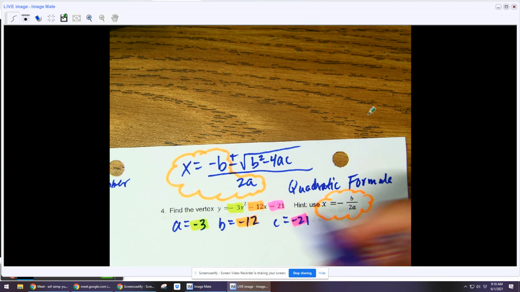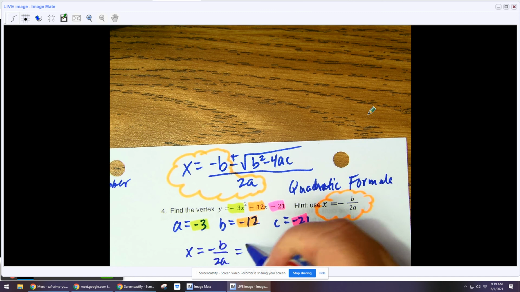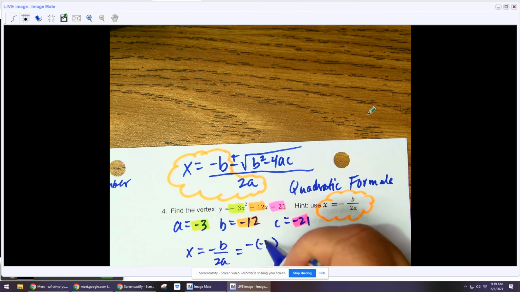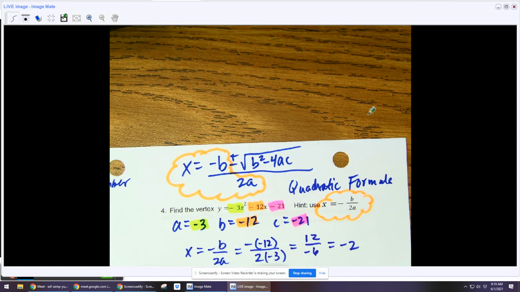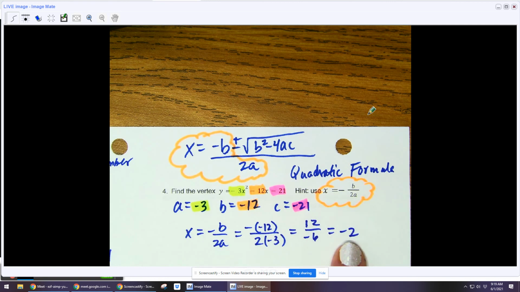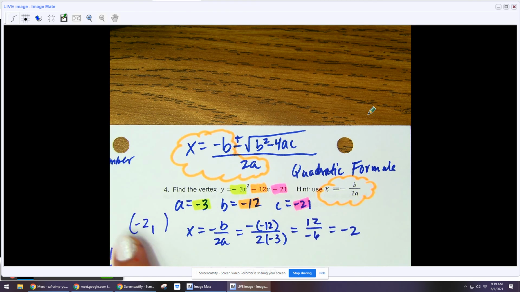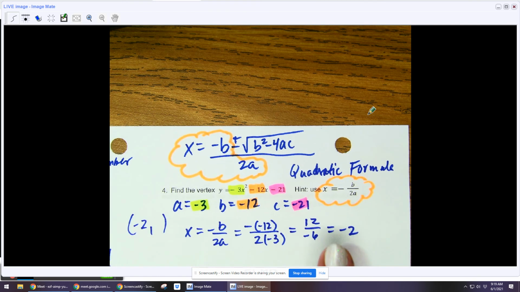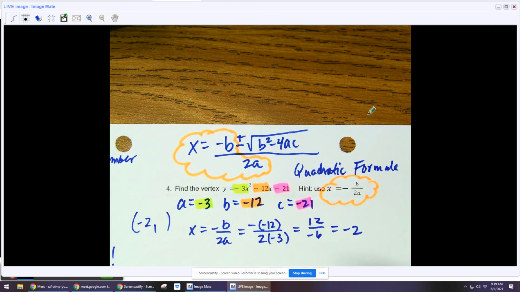Okay, now I go plug into this little guy right here. -b/2a is -12 over 2 times -3. All this work just found me the x of my vertex. But that's only half an answer. How do I find the rest of my vertex? I take the x value and I plug it back in.